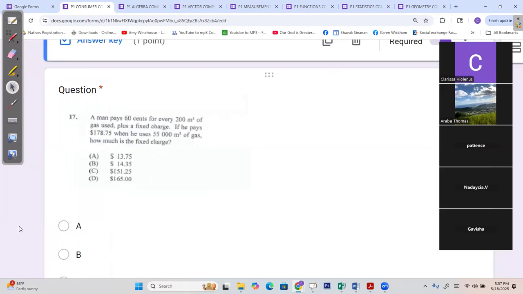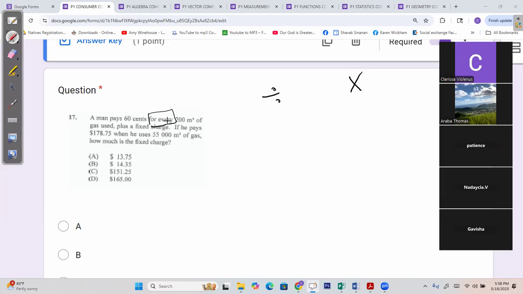So let's go. A man pays 60 cents for every 200 meters cubed of gas. So let me ask you a question. There are two operations, division and times. Which one of the two numbers is the division number? This is a for every question. What does a for every question mean? We just talked about it.